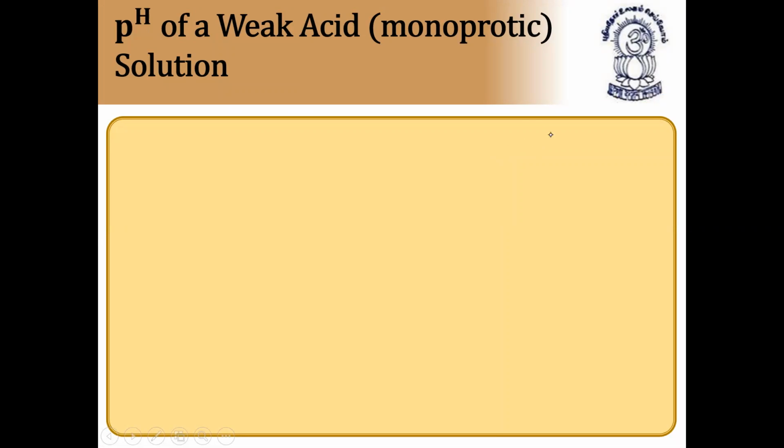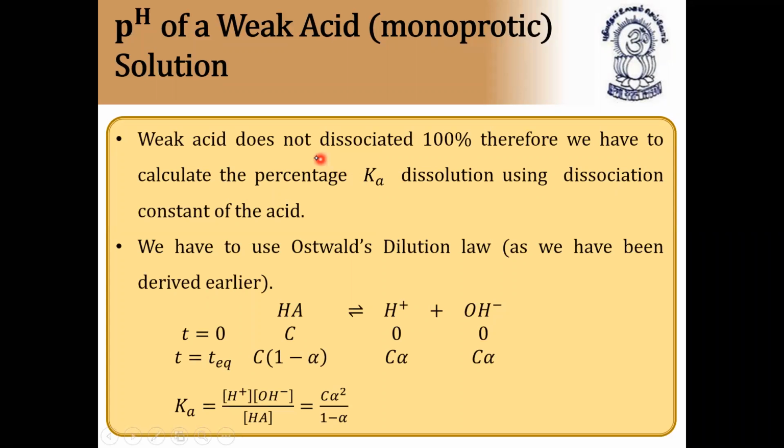pH of weak acid solution. The next topic is how to calculate the pH of a weak monoprotic acid solution. That is called the pH of a weak acid. A weak acid does not dissociate 100%. Therefore, we have to calculate the percentage of dissociation using the dissociation constant of the acid, that is, the Ka value. For this, we have to use Ostwald's dilution law, as we have derived earlier.